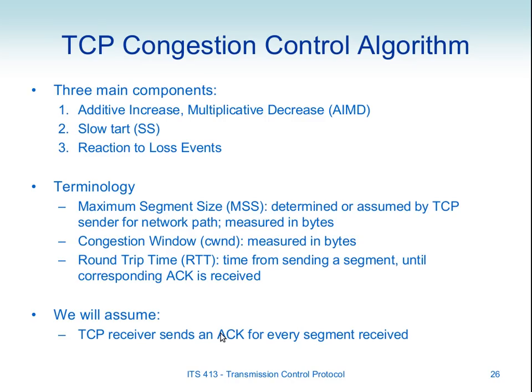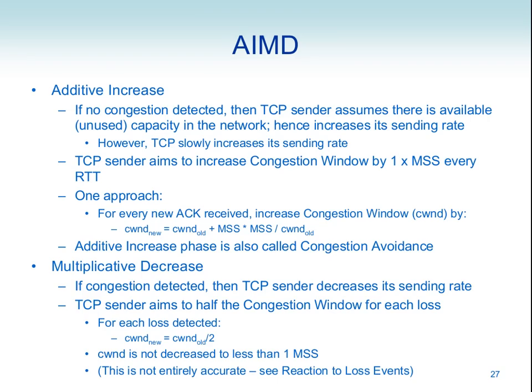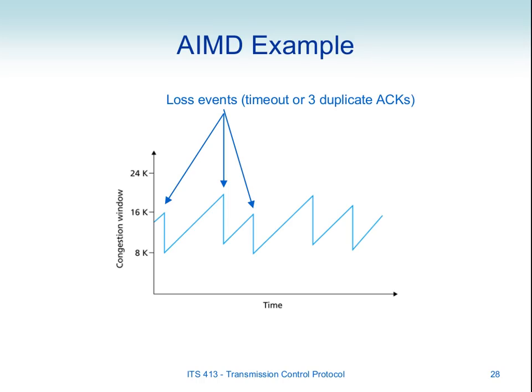For our memory, what do we know about TCP congestion control, the algorithm for how we increase and decrease our sending rate, which really is increasing and decreasing the congestion window, because they're proportional, as different components. We saw that we have additive increase, maybe shown by the diagram, where we have a linear increase in the sending rate.